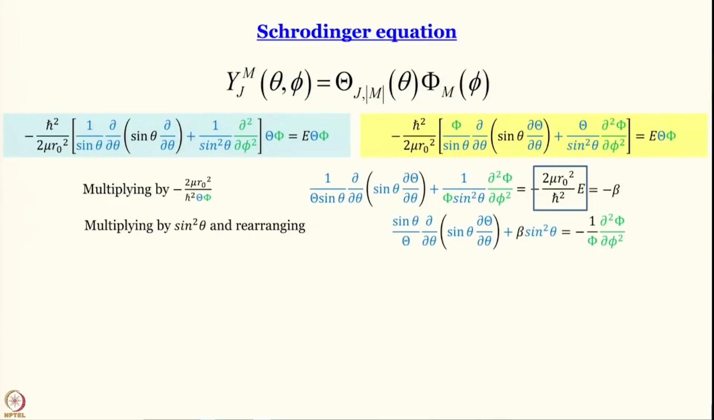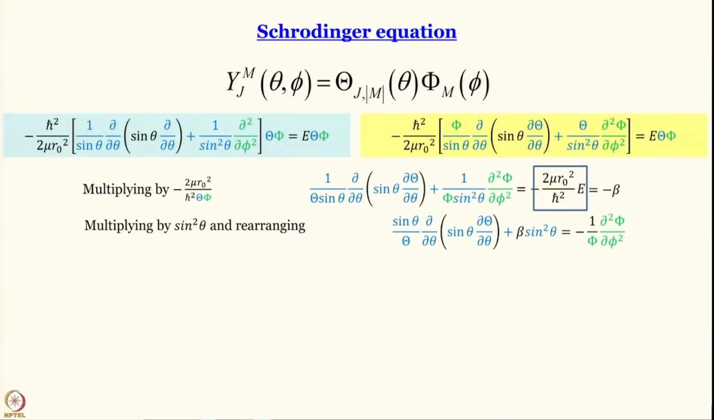Sin theta by capital theta del theta of sin theta del theta plus beta sin square theta is equal to 1 by capital phi, well minus 1 by capital phi d2 capital phi d phi 2. Please remember the capital letters denote wave functions, small letters denote coordinates, okay. And I have not written capital phi and then small phi in bracket because the notation is such that it is not very difficult to understand.